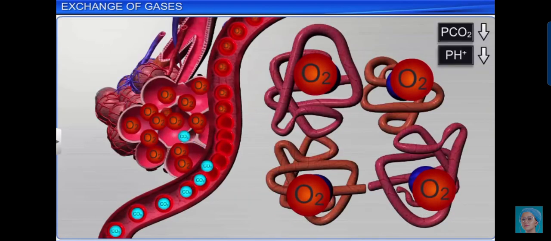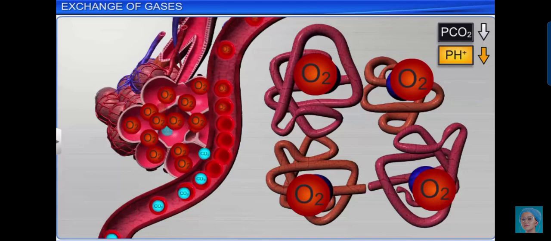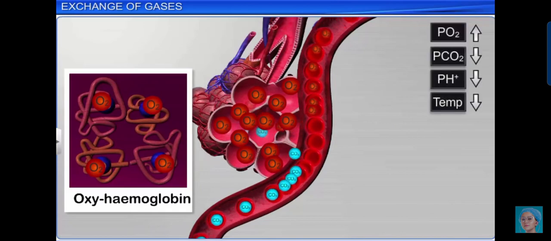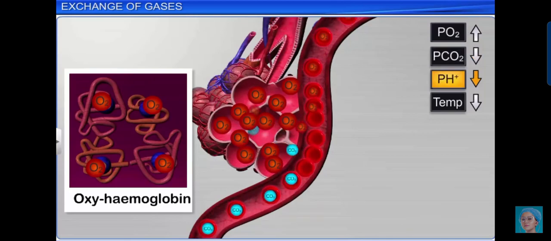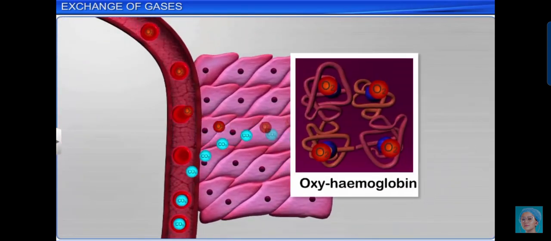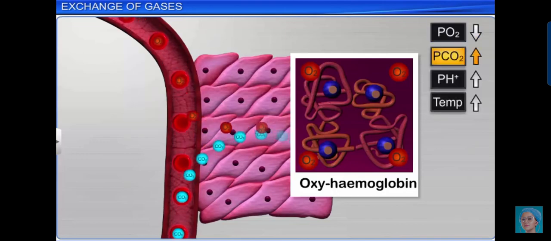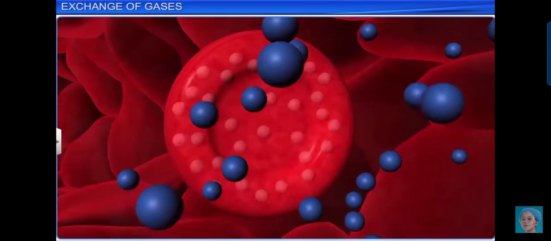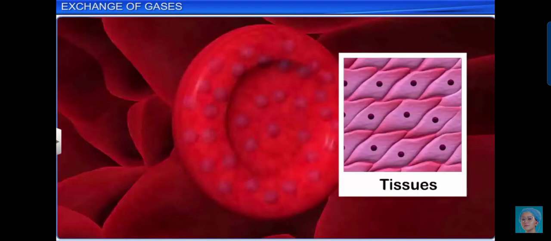This curve is used to study the effect of factors such as partial pressure of carbon dioxide and hydrogen ion concentration on the binding of oxygen with hemoglobin. Alveoli are more amenable to the formation of oxyhemoglobin as they have high oxygen partial pressure, low carbon dioxide partial pressure, a smaller hydrogen ion concentration, and lower temperature. On the other hand, tissues are amenable to the dissociation of oxygen from oxyhemoglobin as they have low oxygen partial pressure, high carbon dioxide partial pressure, high hydrogen ion concentration, and high temperature. Therefore, oxygen combines with hemoglobin on the surface of the lungs and gets dissociated in the tissues.